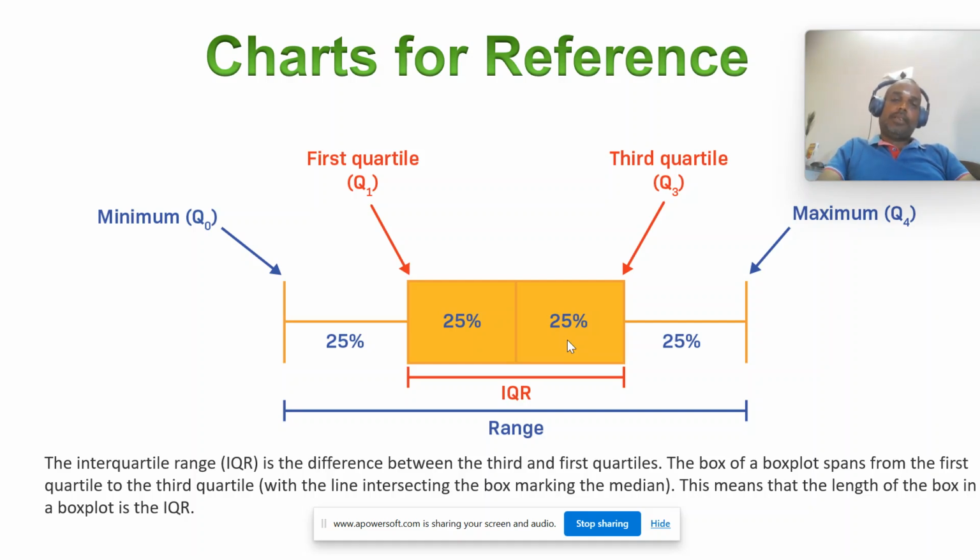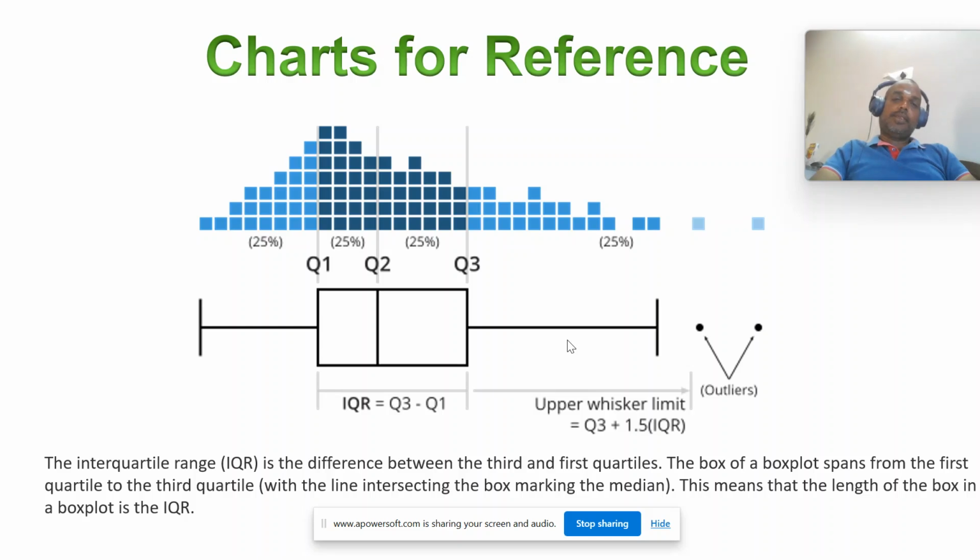Okay, we'll go a little bit deeper. You can see this is a kind of chart. You can see this IQR, Q3 minus Q1, third quartile minus first quartile. And you can see there are outliers, which are above the whiskers actually.